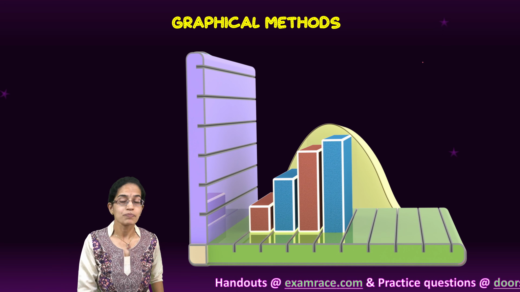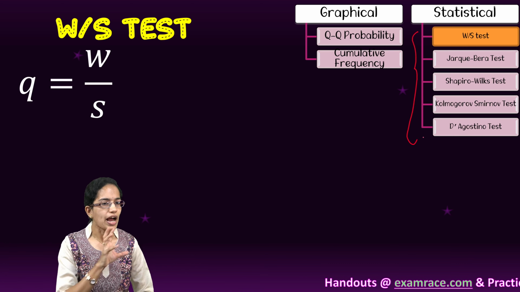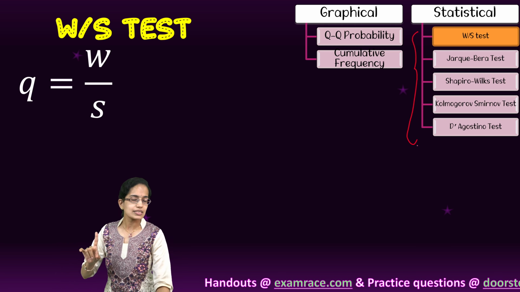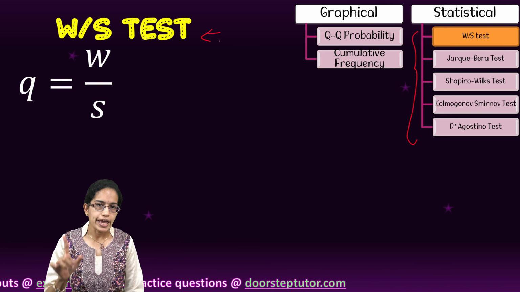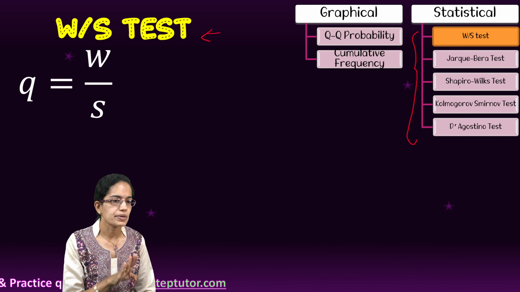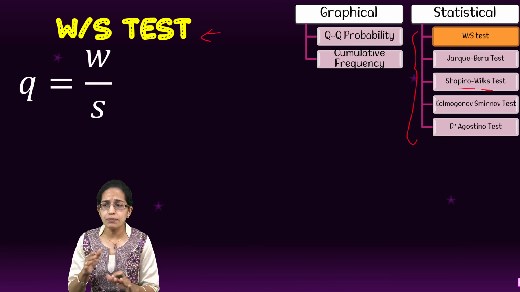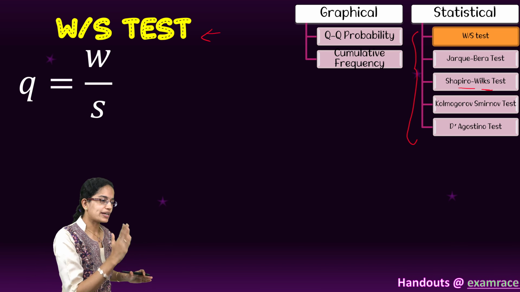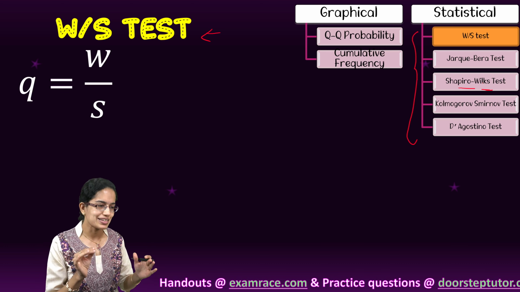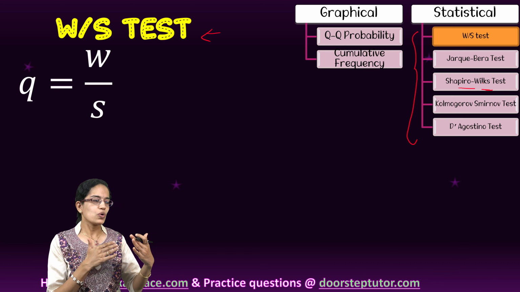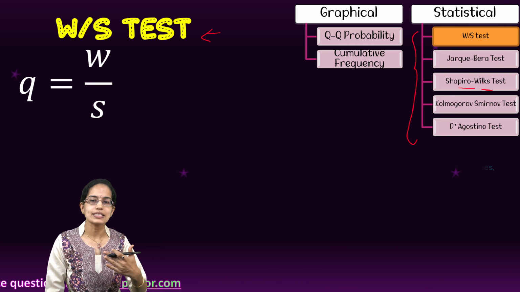Coming on to the statistical methods. Under statistical methods, today we would talk about 5 of them. Understand this very carefully. The first test that we are trying to understand is the W/S test. Now, W/S is not the same as the Shapiro-Wilk test. Shapiro-Wilk is a separate test. The W/S test is a test to understand normality, and a very simple way to explain it is to understand the ratio of the range and the standard deviation.